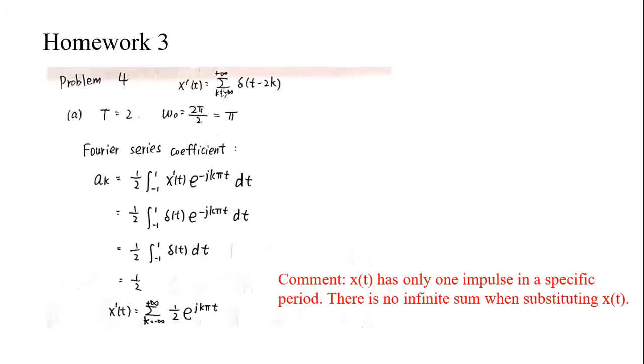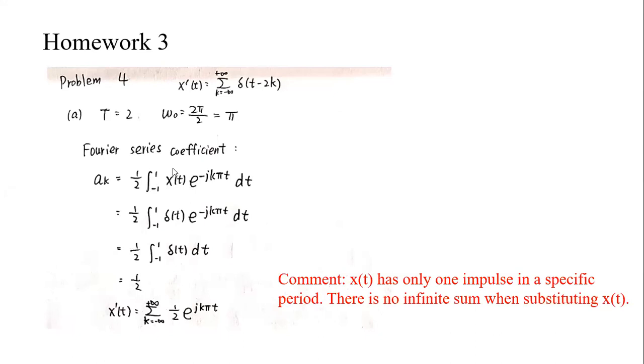I denote this signal by x prime of t. Then we first identify the fundamental period, T is equal to 2, and then the fundamental frequency, omega 0 is equal to 2 pi over T, is 2 pi over 2, it is pi. And then we calculate the Fourier series coefficient, ak is equal to 1 over T, the integral over a particular period from minus 1 to 1, x prime of t, exponential minus jk pi t dt.